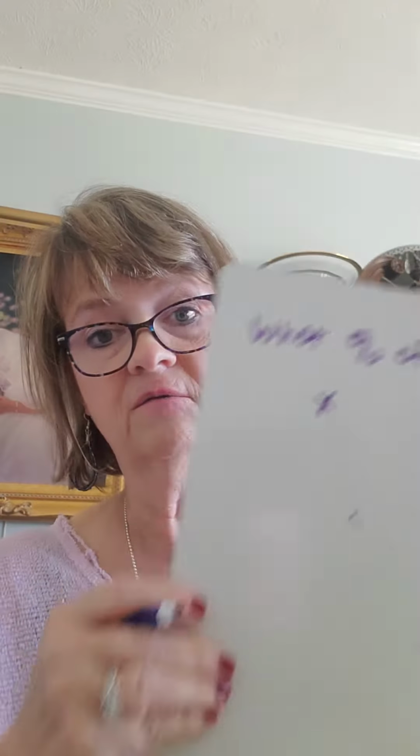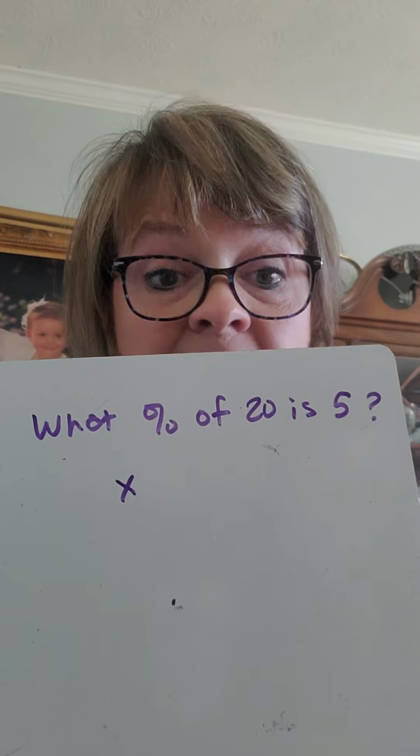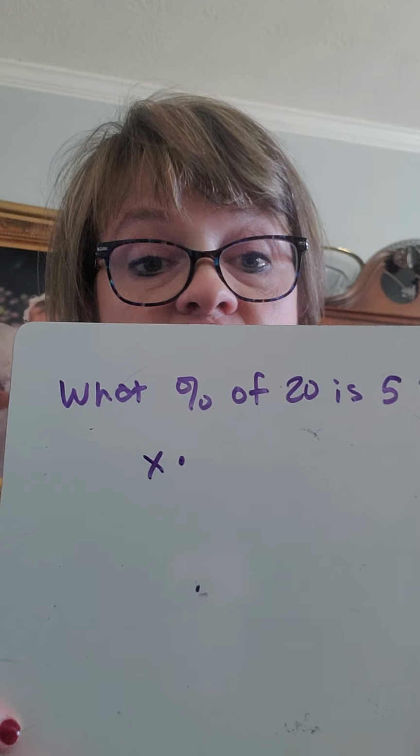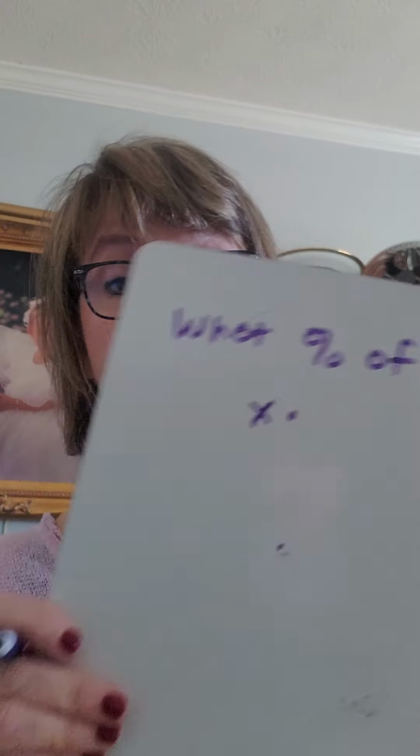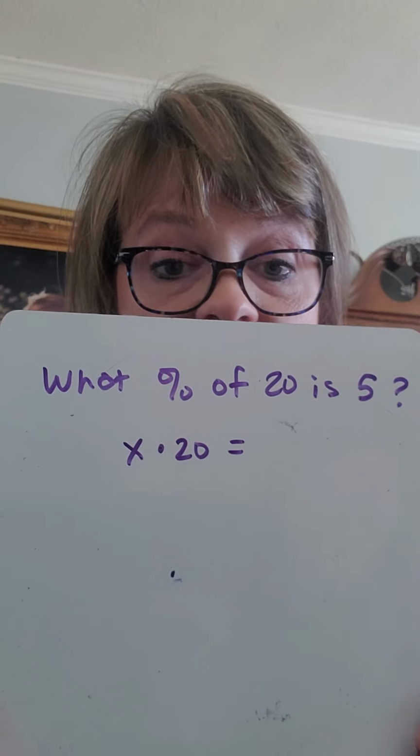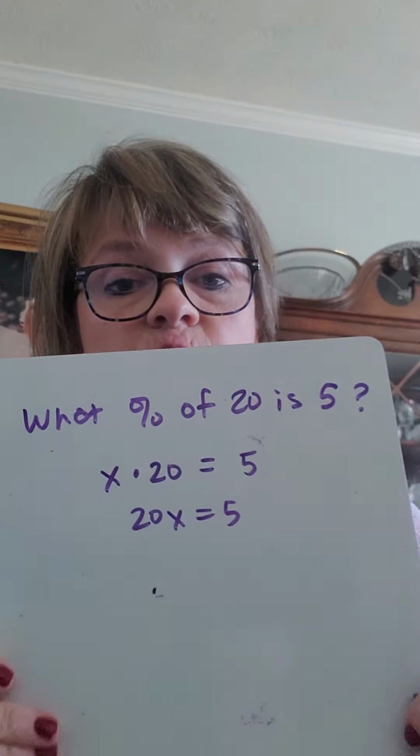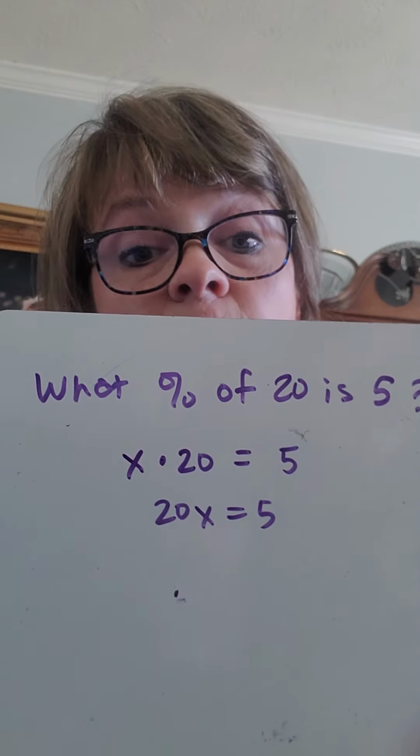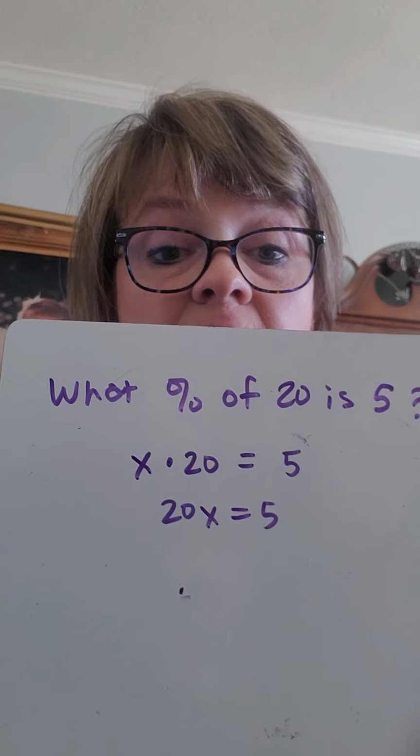What percent? Well, I don't know. So that's my x. Of means times. Then there's the 20 and the is. Well, is means equals, and then we have a 5. So x times 20 is the same thing as 20x. Then to find out what percent, we're going to have to divide by 20 to get the x by itself.